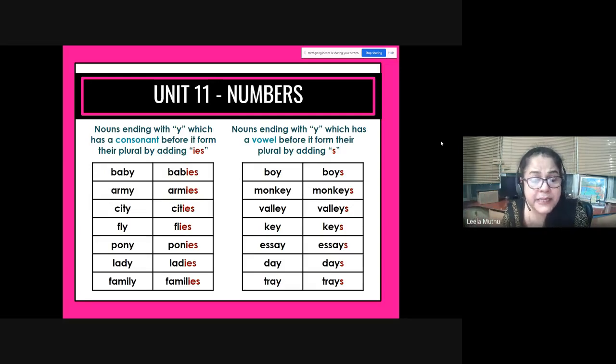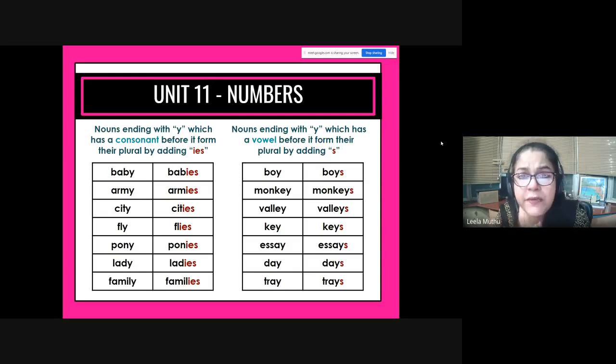Army, armies. City, cities. Fly, remove the Y and add IES, flies. Pony, ponies. Lady, ladies. Family, remove the Y and add IES in its place. Okay, so some nouns. Now this is the opposite, another rule.